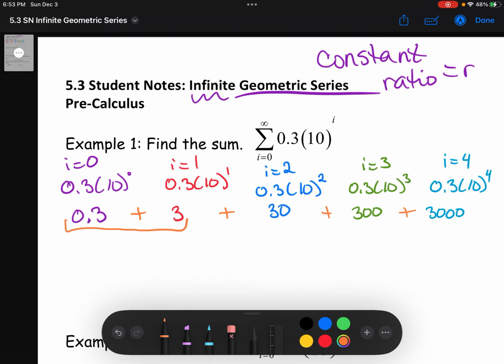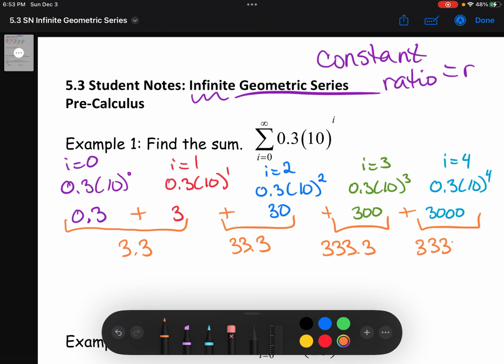So if we add up these first two, 0.3 plus 3, that is 3.3. When we add 30, we get 33.3. When we add 300, we get 333.3. When we add 3,000, we get 3,333.3, and so on. So this would be the sum from I equals 0 to 4 of that series.